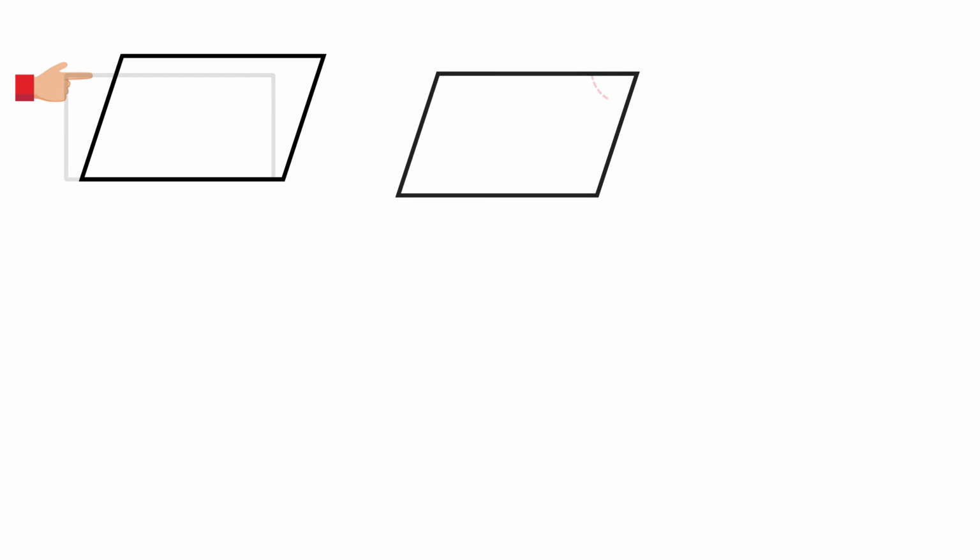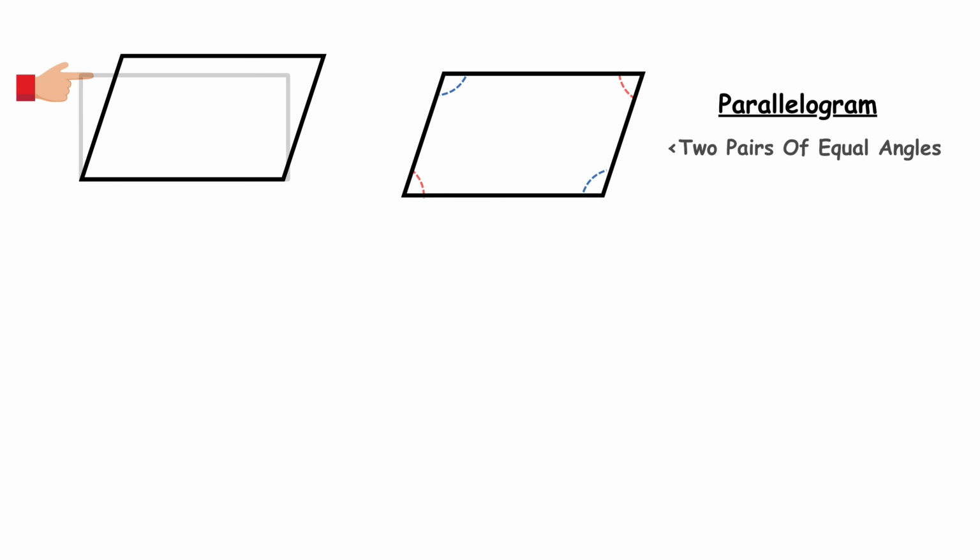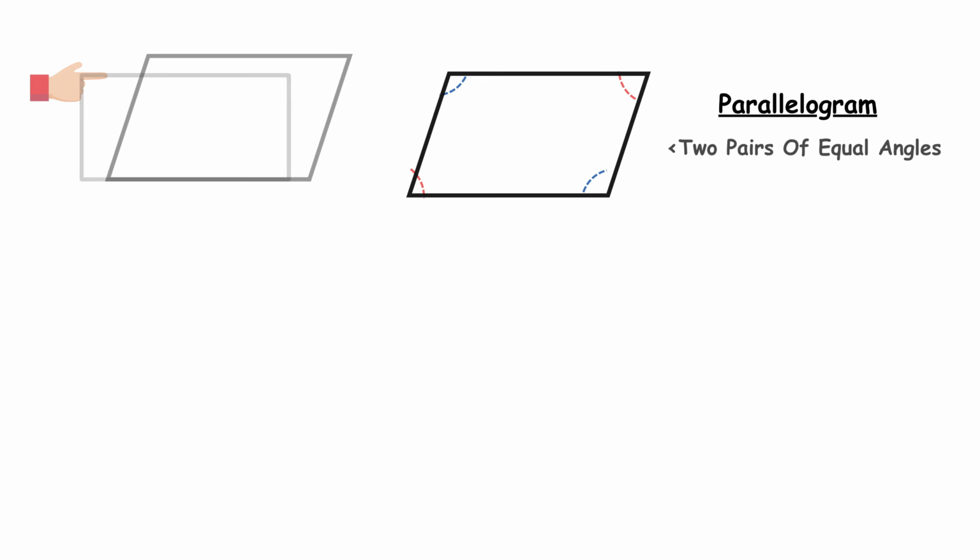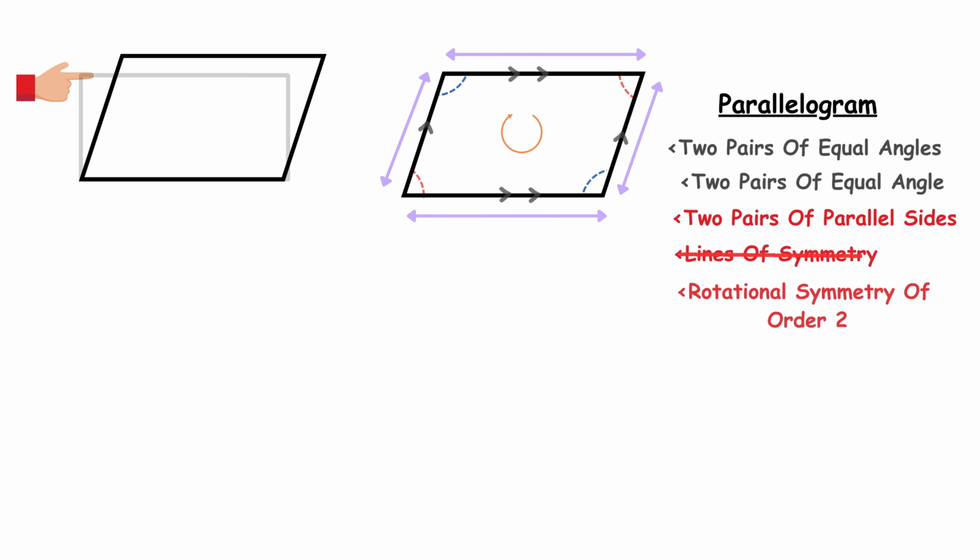Moving on to the parallelogram, this shape is very similar to the rhombus, but instead of starting with a square, think of it as a pushed-over rectangle. Like the rhombus, a parallelogram has opposite sides that are equal in length and parallel to each other, and it also has 2 pairs of equal angles. However, unlike the rhombus, the sides in a parallelogram are not all equal, just the opposite sides match in length. Parallelograms do not have any lines of symmetry, but they do have rotational symmetry of order 2.